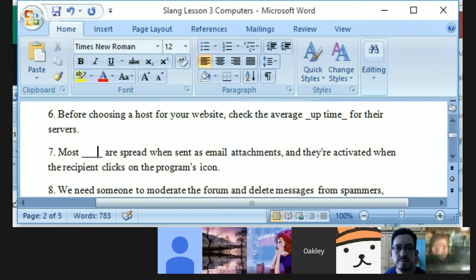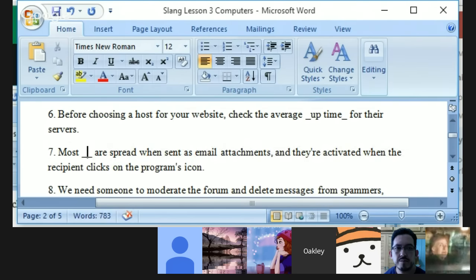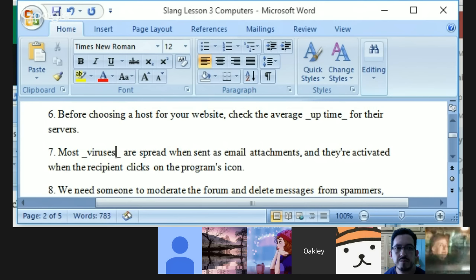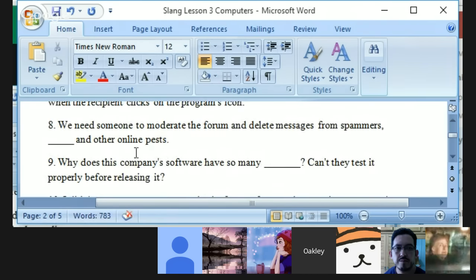Jesus, number 7. Most viruses are spread when sent as email attachments, and they're activated when the recipients click on the program's icon. Because we're using most, we need to say most viruses. You're talking about more than one. If we said a virus is spread, then we would have "is" as well.